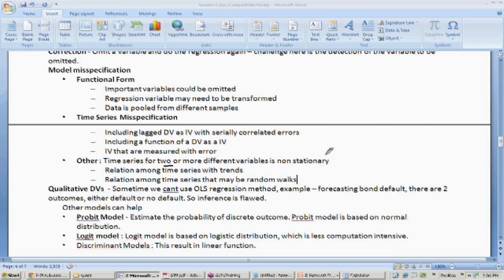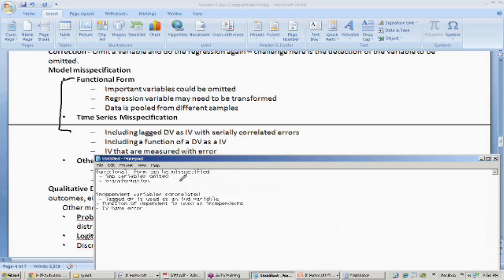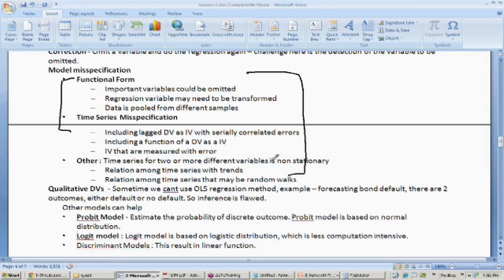Then there can be other misspecifications, such as time series for two or more different variables. Let's focus on this, because this is only what I wanted to cover. So the important points: variable transformation, lagged variables, and a function of the dependent variable.